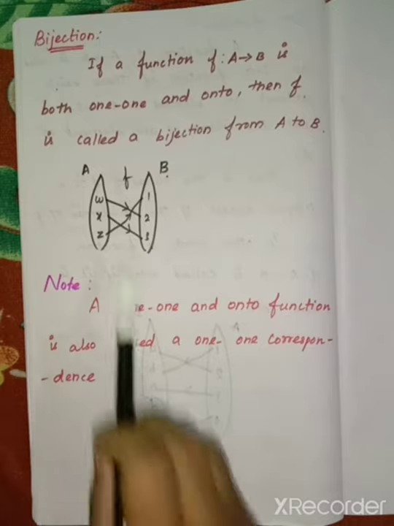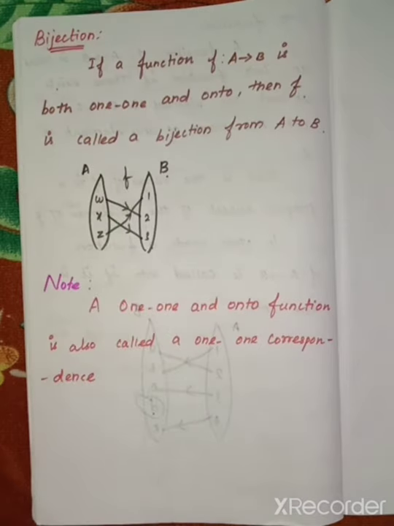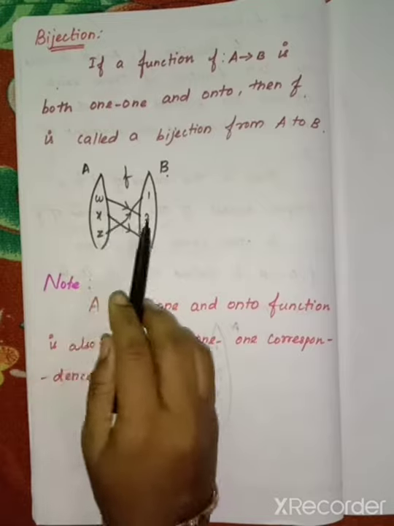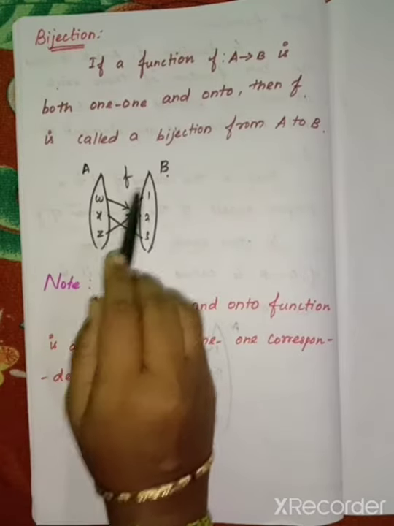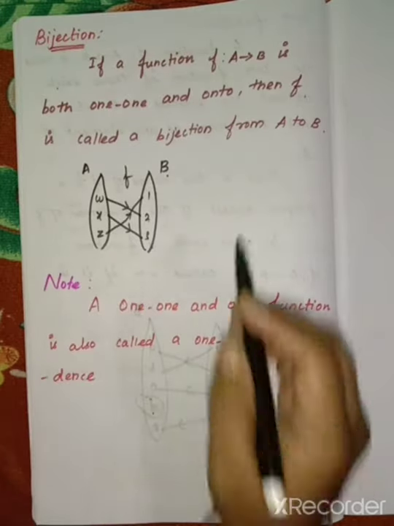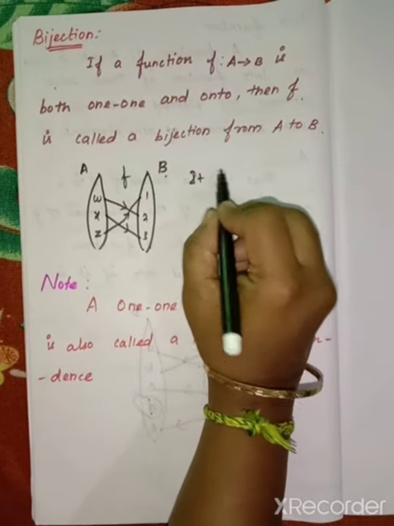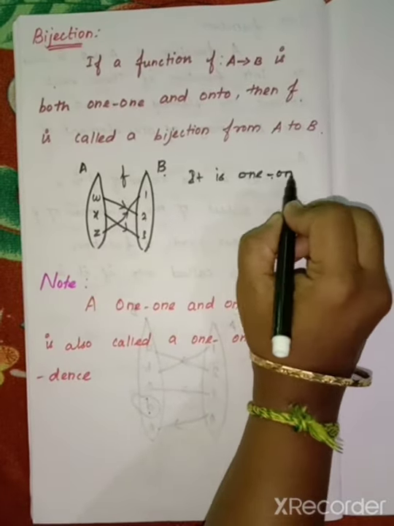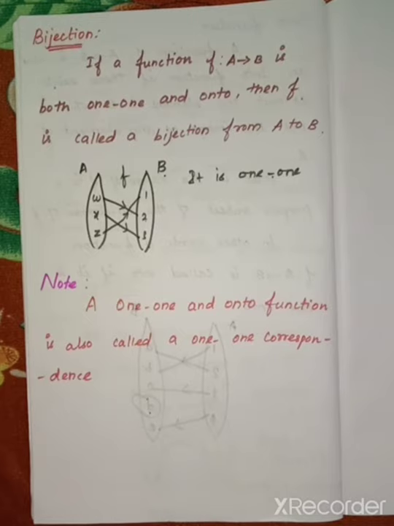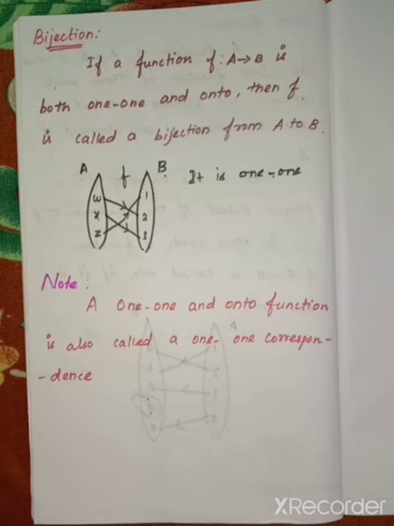First, 1 to 1 means, by definition, distinct elements of A have distinct images in B. That means for one element we have one image. For W we have image 2, X we have 3, Z we have 1. So it is 1 to 1. And we want to check that it is an onto function. For onto function, the condition is range of f equals codomain. If it is satisfied, it is an onto function.